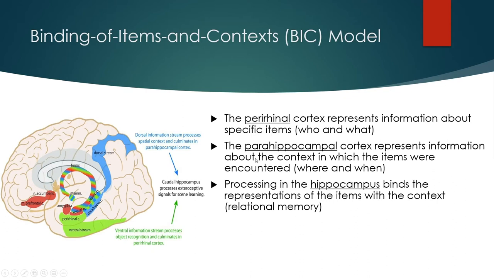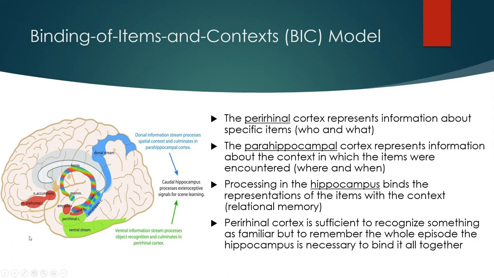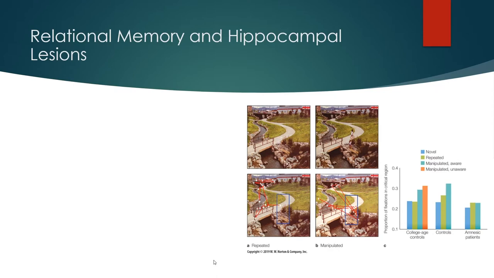And then once it gets into the hippocampus, the representations of the items are bound with the location-based stuff, the contextual stuff, and you end up with this full episodic contextual memory. So again, perirhinal cortex is sufficient to recognize something, but to put the whole episode together, all of that needs to pass into the hippocampus. The hippocampus is really important for laying down long-term contextual memory and relating things to one another. And that's where this study comes in.